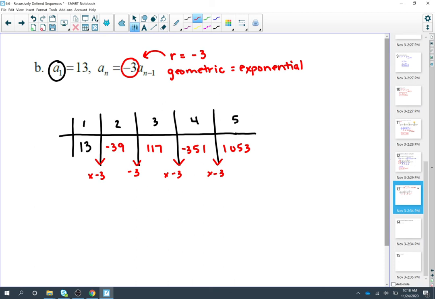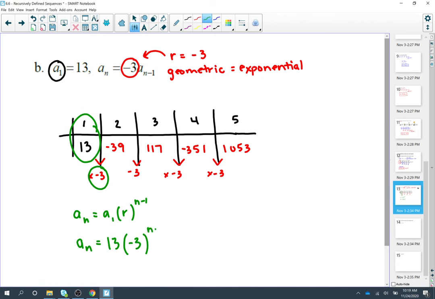Now, if we're dealing with geometric or exponential, this is the formula: a sub n equals a sub 1 times r to the n minus 1. So a sub n, remember, is just like your y. That's like y equals a sub 1, first number in the pattern, 13, times r, we're multiplying by negative 3, to the n minus 1. Keep in mind n is just like x, and there's your explicit formula.